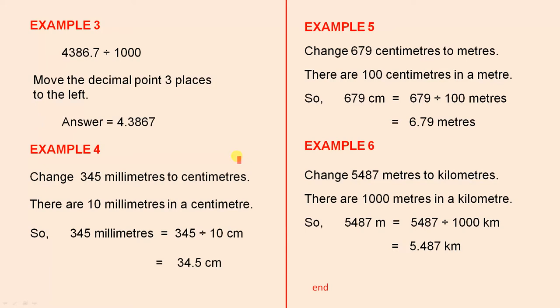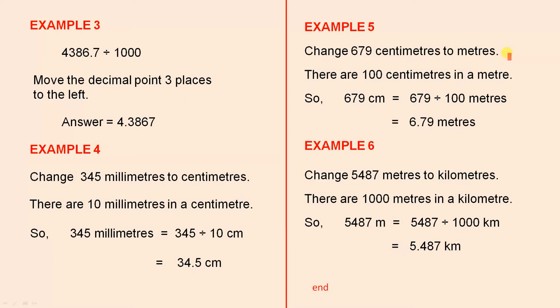Now we can do some conversions doing the same principles. Change 345 millimetres to centimetres. If we know there are 10 millimetres in a centimetre, we have that 345 millimetres equals 345 divided by 10, and that answer is centimetres. Since we're dividing by 10, move the decimal point one place to the left, because the decimal point is here after the 5. Move it one place to the left, and that gives you 34.5 centimetres.